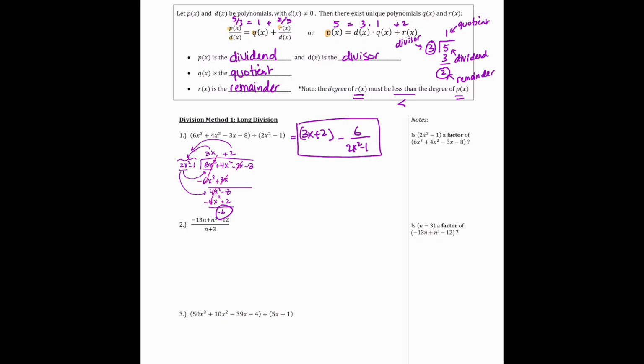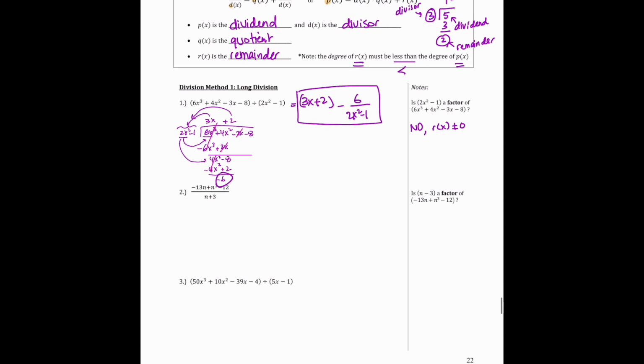So that's for number 1. Now, is 2x squared minus 1 a factor of 6x cubed plus 4x squared minus 3x minus 8? No. The answer is no, because your remainder is not 0. And to justify, you can say because r of x is not equal to 0.